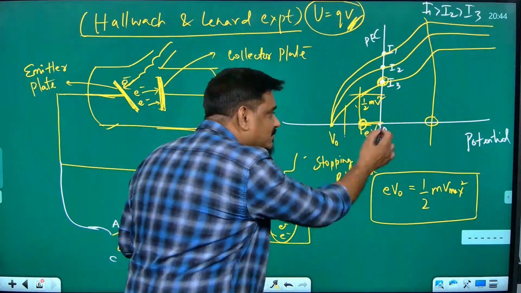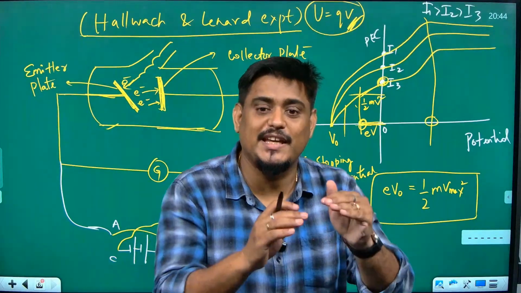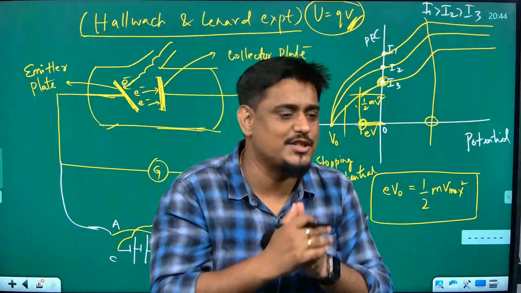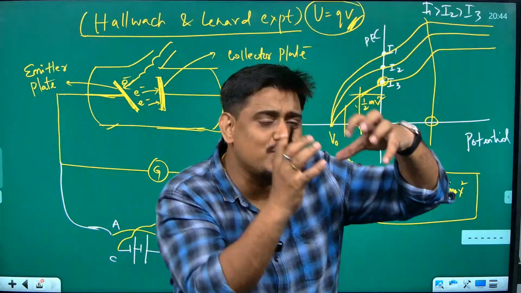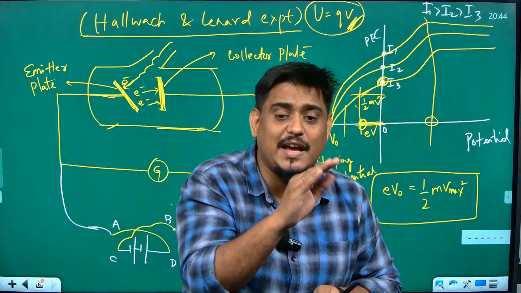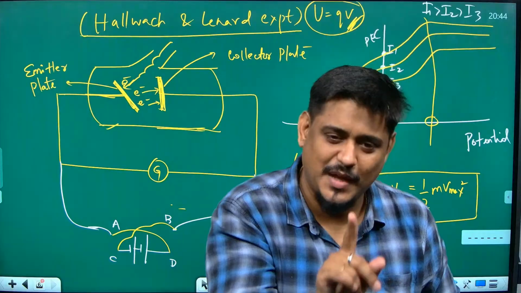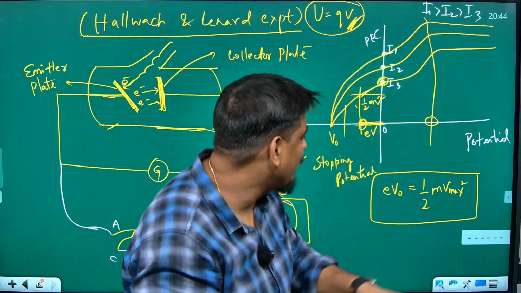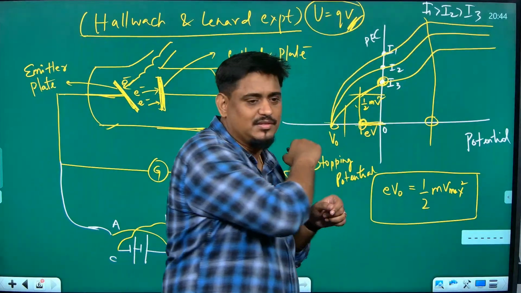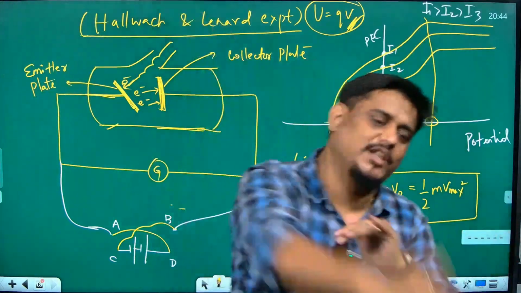I gave more energy. What happened? Suppose I gave up to 8 joule of energy. So up to 8 joule, whatever electrons were there stopped. Only the electrons having more than 8 joule up to 10 joule remained. Are you getting the point? And the moment you gave the same 10 joule, which is the maximum kinetic energy possessed by the electrons, all the electrons stopped.